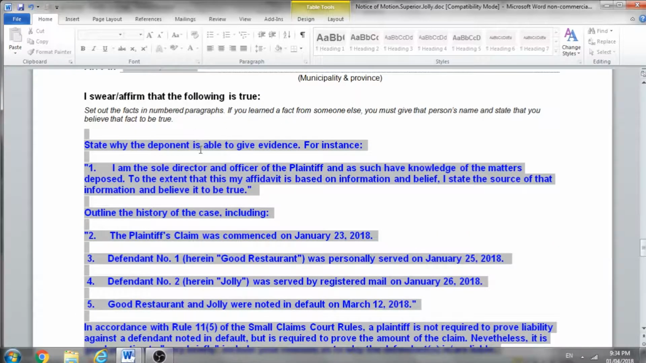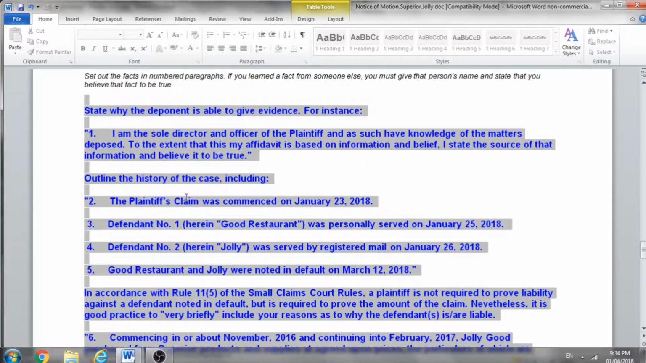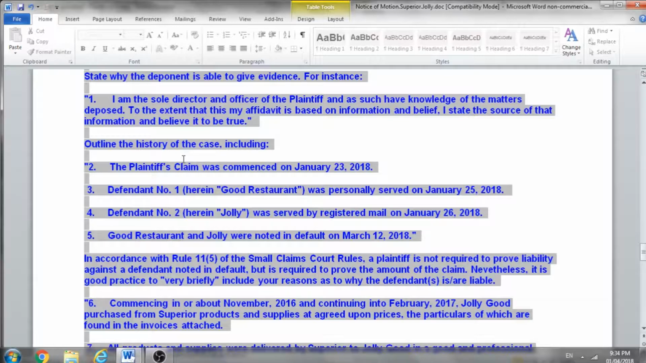Now, when filling in the pleadings portion of the affidavit, the first thing that you need to do is to state why the deponent is able to give the evidence. And what I've done here in paragraph number 1 is I've provided an example as to how that can be done. Now, once that's completed, it's my suggestion that you provide an outline of the history of the case, including the date that the plaintiff's claim was commenced, the date that the defendants were served, and the manner in which they were served, and also the date on which the defendants were noted in default.